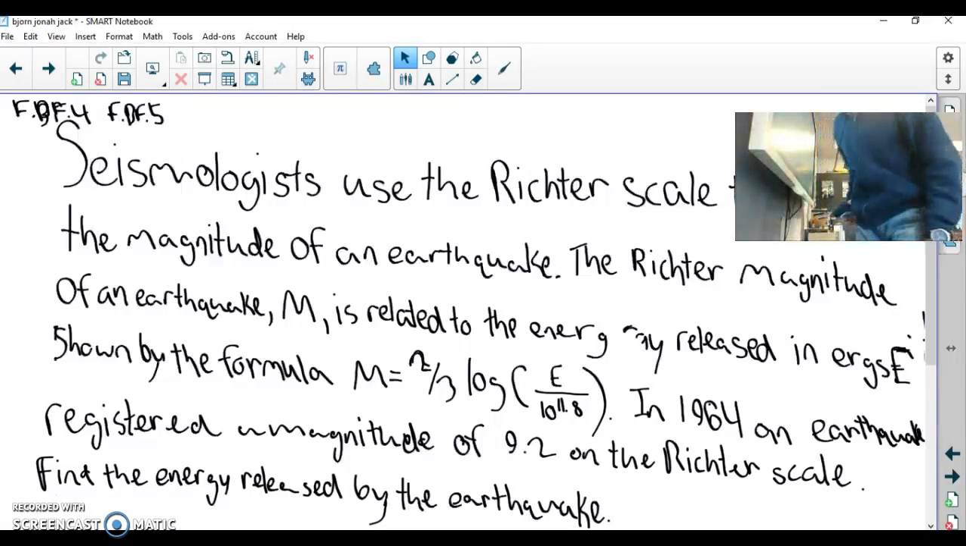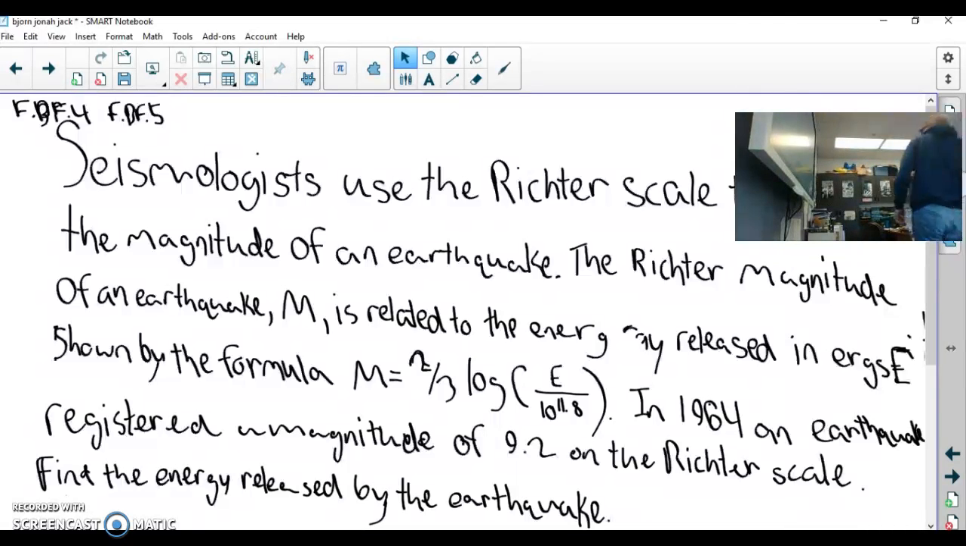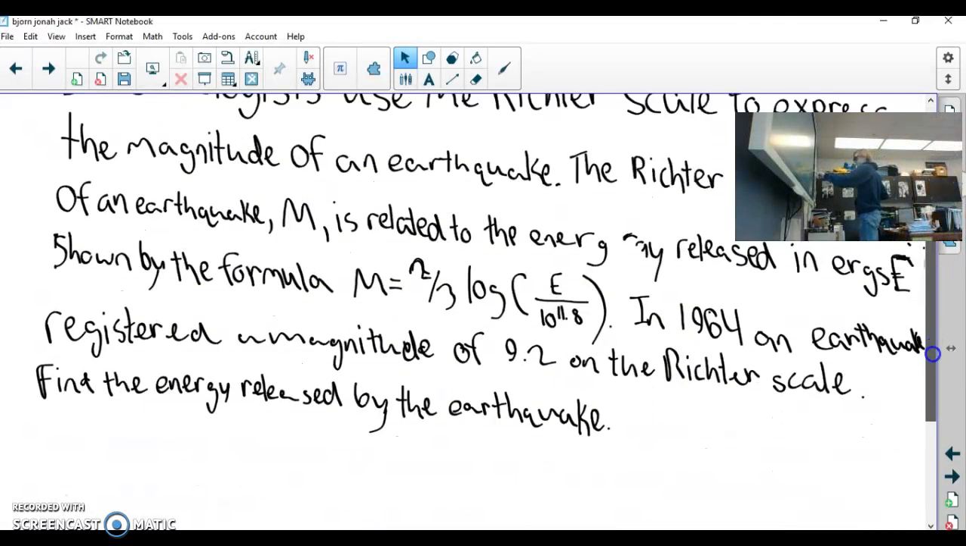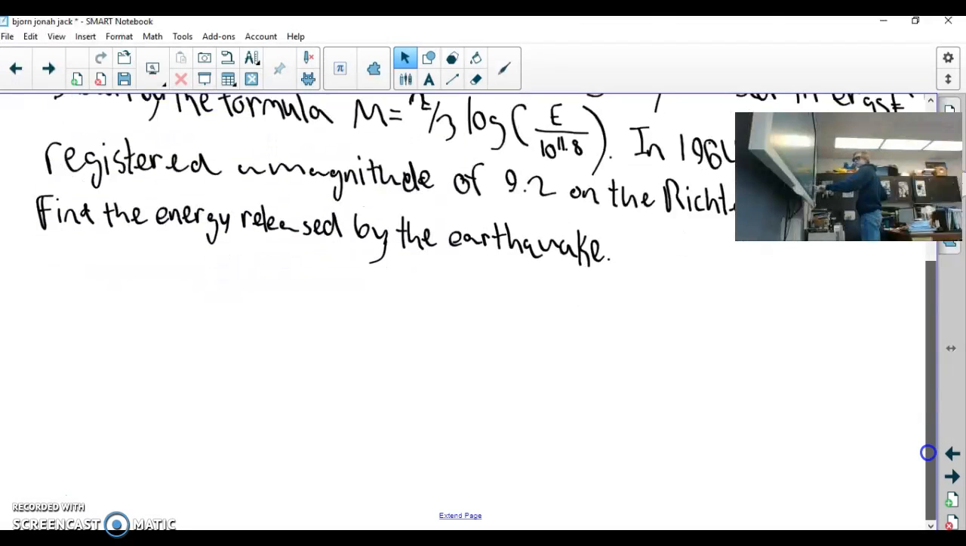Okay, so let's start off this problem. Let's just write out that problem, and let's substitute 9.2 for M because we already know that's the magnitude.